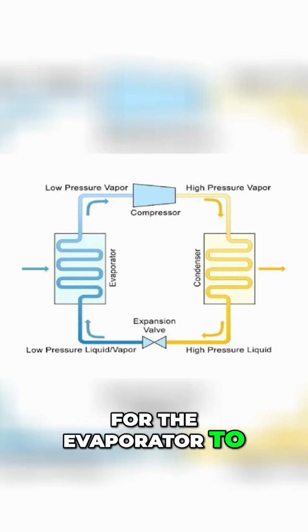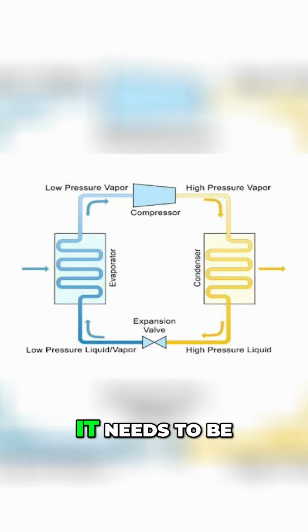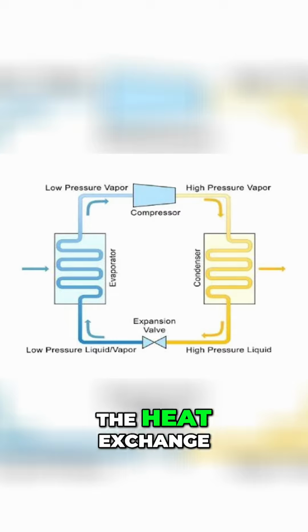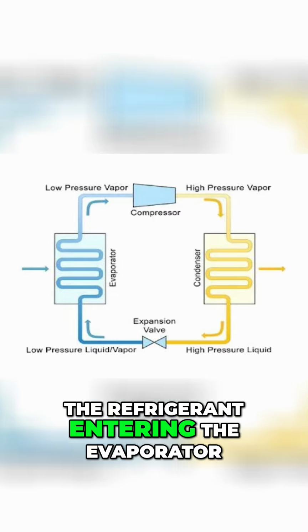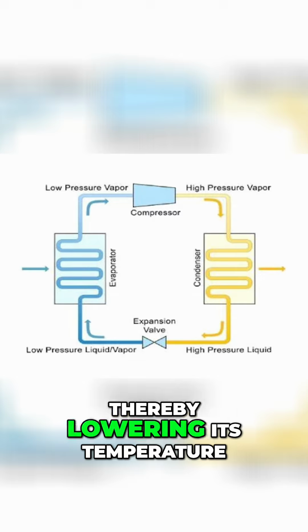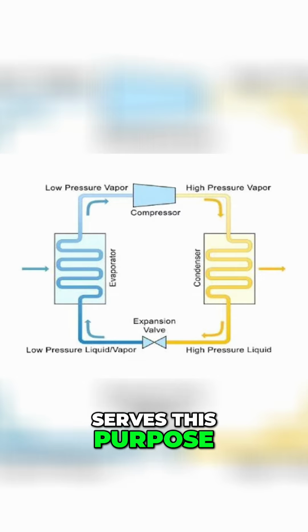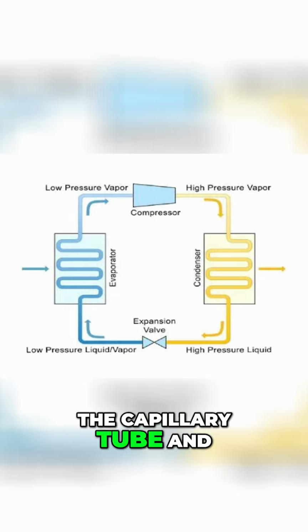For the evaporator to absorb the heat from the area being cooled, the refrigerant liquid entering it needs to be at a very low temperature for the difference to be sufficient for the heat exchange. This is done by lowering the pressure of the refrigerant entering the evaporator, thereby lowering its temperature too, and the metering device serves this purpose. The two most commonly used metering devices are the capillary tube and expansion valve.